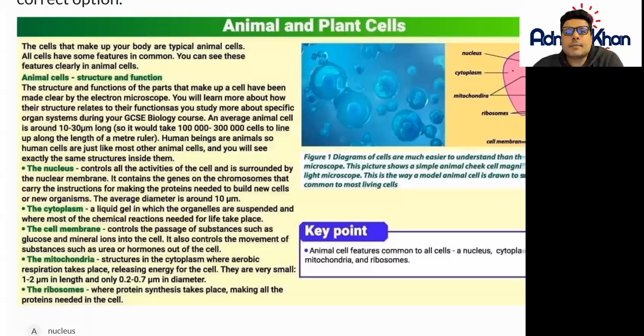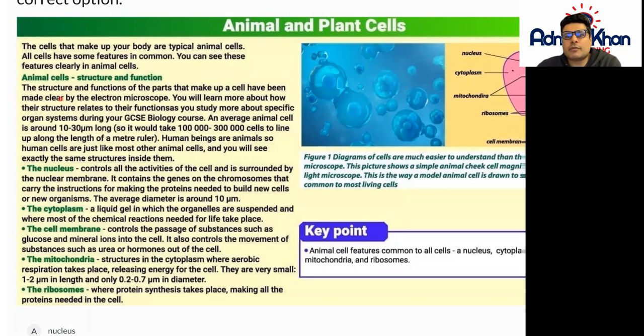Welcome to GCSE Biology, Animal and Plant Cells. The cells that make up your body are typical animal cells. All cells have some features in common. You can see these features clearly in animal cells. So, animal cells: structure and function.